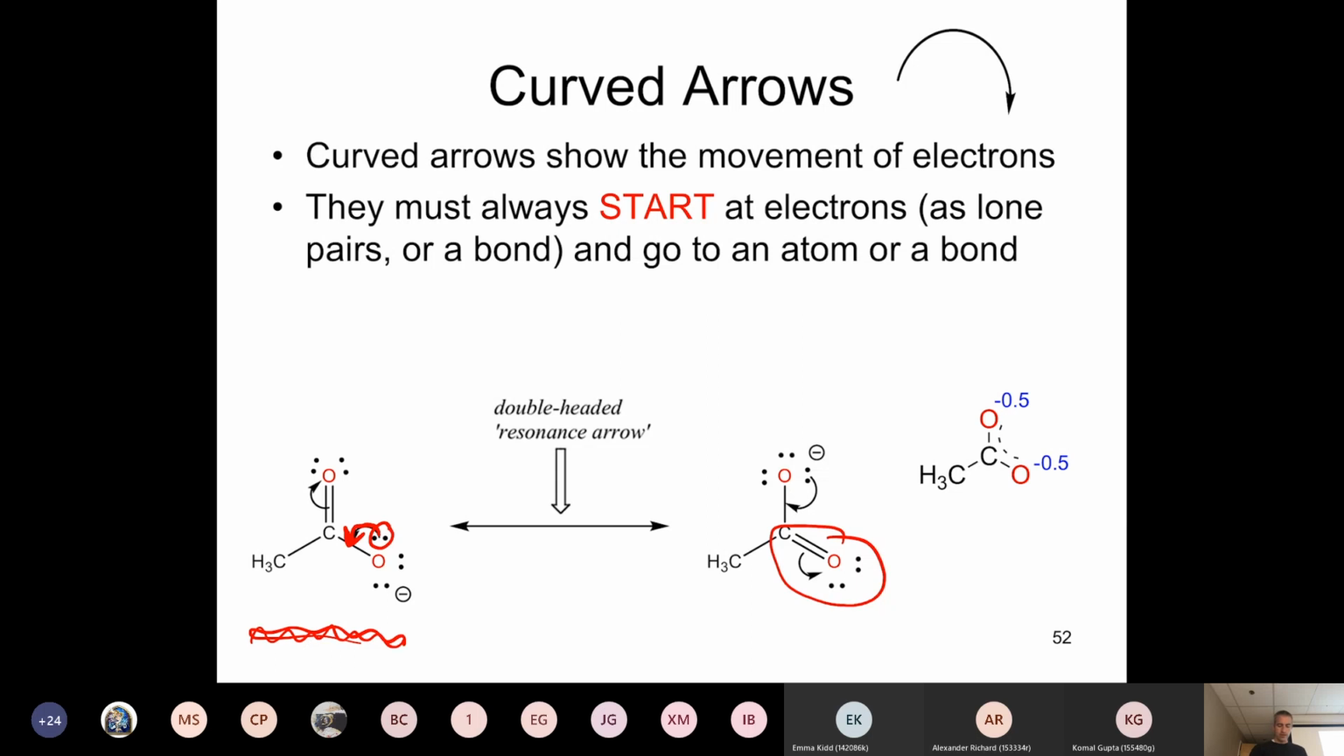The curved arrows on the right structure show you what you would need to get back to your starting material, showing how the electrons move back and forth between these two different structures. We're going to use curved arrows a lot, and we're going to harp on you probably a lot about using them correctly, because they're very often used incorrectly.